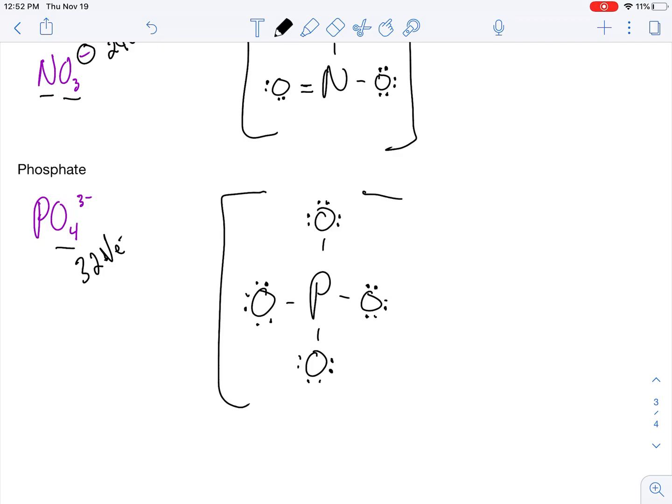The last thing I got to do is add brackets, put the charge on the outside, and we have our correct Lewis structure for our polyatomic ion phosphate.